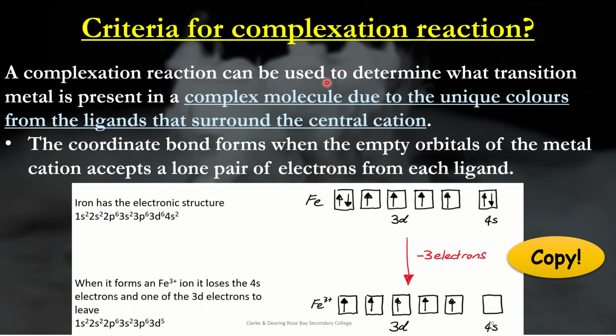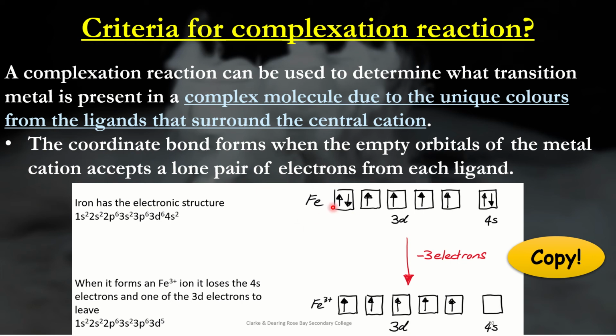So what causes this complexation? A complexation reaction can be used to determine what transition metal is present in a complex molecule due to the unique colors from the ligands that surround the central cation. The reason why that's the case is because these bonds form when empty orbitals of the metal cation accept lone pairs of electrons from each ligand.